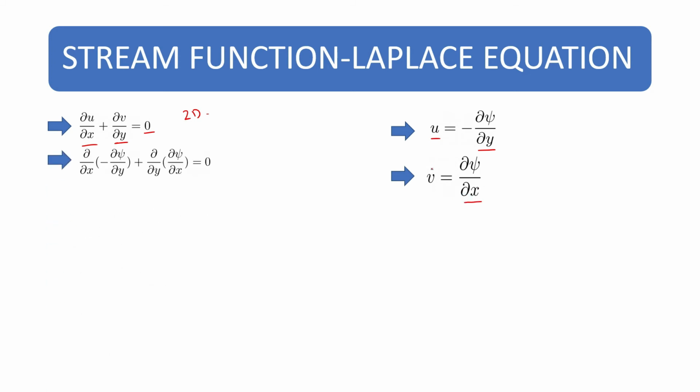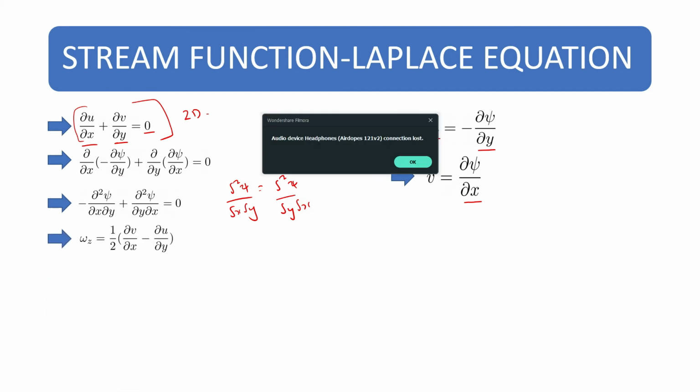So if you substitute u and v here in this equation, you will get ∂/∂x into minus ∂psi/∂y plus ∂/∂y into ∂psi/∂x is equal to 0. So that is equal to ∂²psi/∂x∂y minus ∂²psi/∂y∂x. So mathematically, ∂²psi/∂x∂y is equal to ∂²psi/∂y∂x.